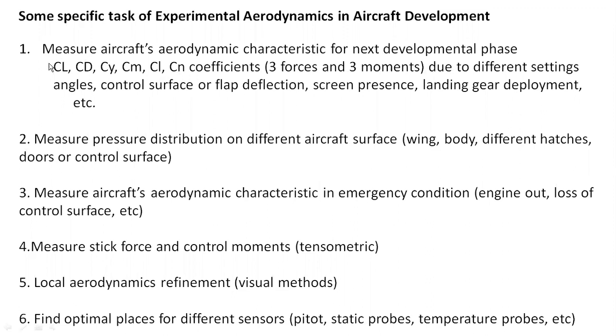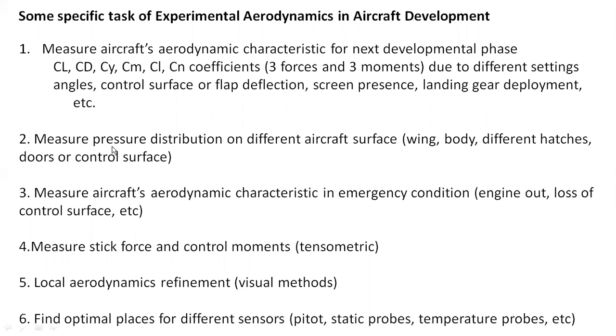And these six numbers we must measure in different settings, different angular positions of the aircraft, like angle of attack, like sideslip angle, different angles of control surface deflection, or flap deflection, or slat deflection, aileron deflection, rudder deflection, presence or absence of the ground screen simulating the runway surface, and landing gear deployment, drag chute deployment, brake deployment, air brake, etc. This is our main task.